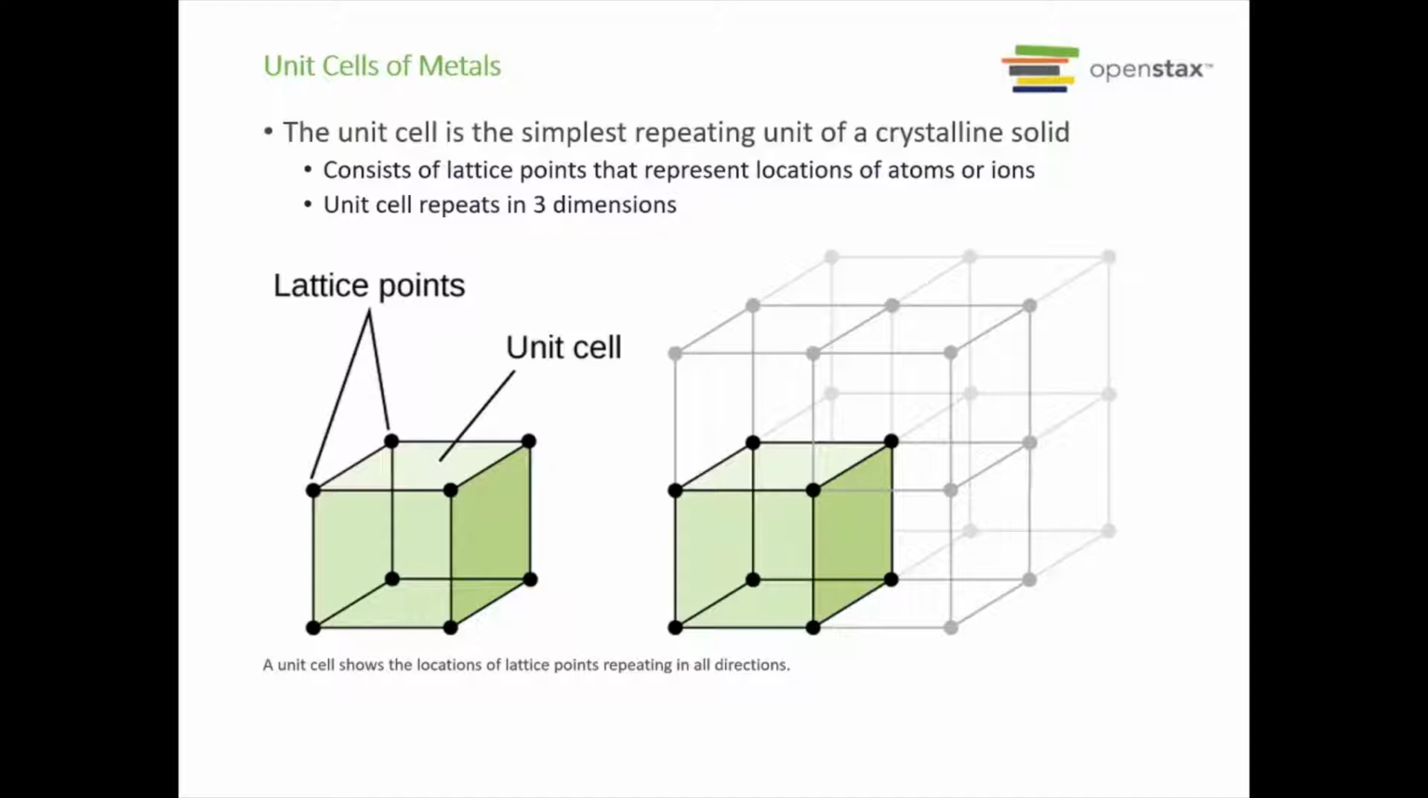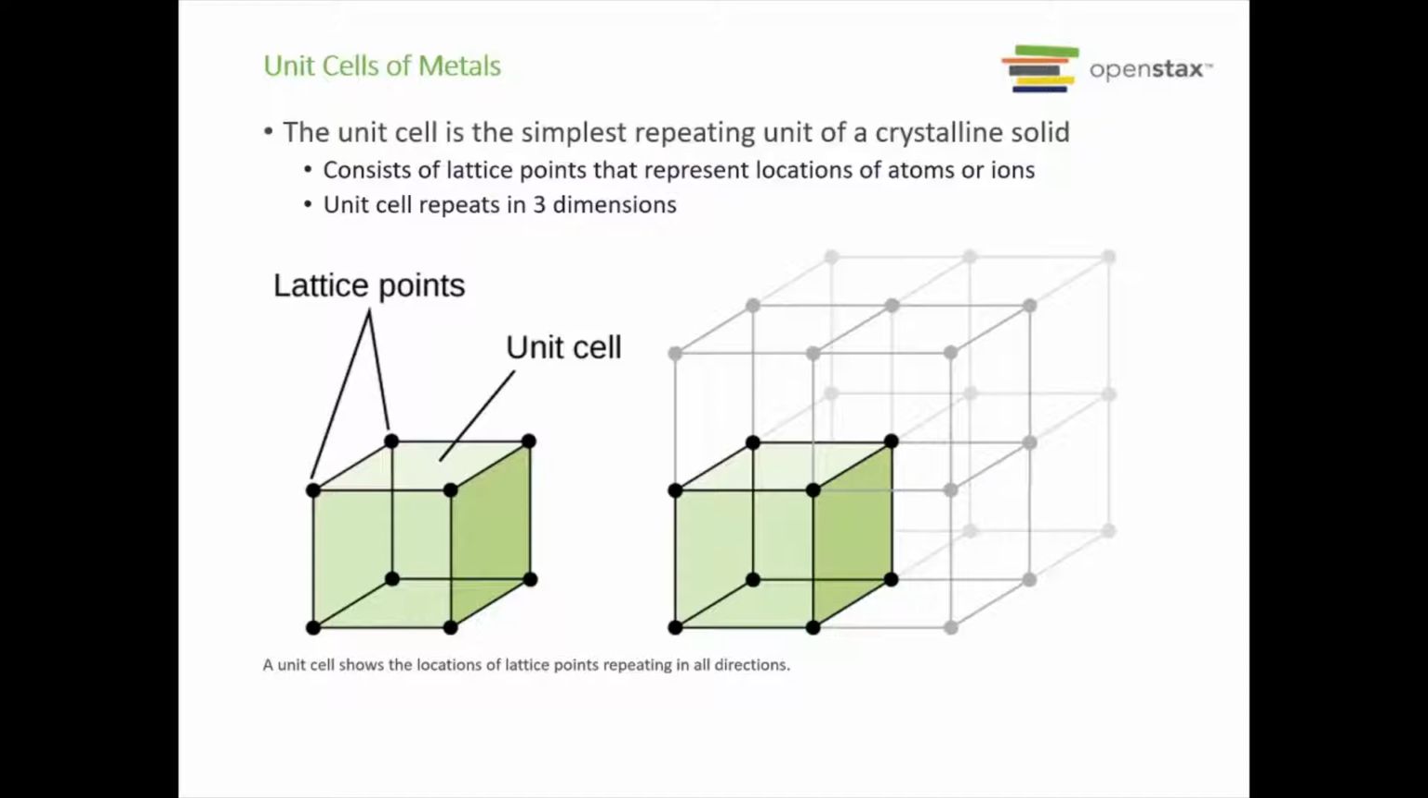So one thing we need to talk about is the unit cell of metals. This is the simplest repeating unit of a crystalline solid. You can kind of think of it as a monomer. For those of you that might be familiar with things like polymers or plastics, polymers are made up of a single repeating unit. Same type of thing with the unit cell.